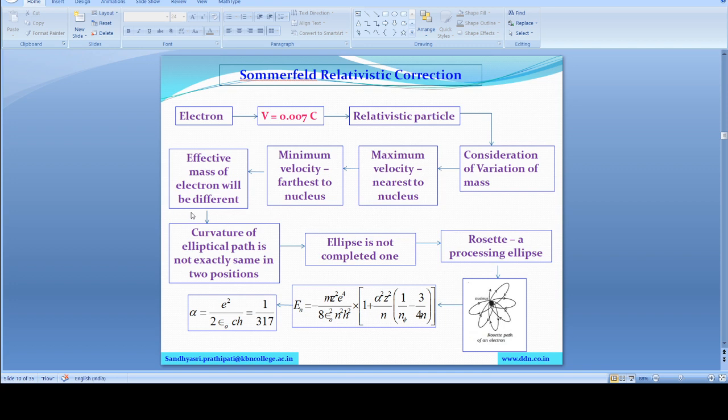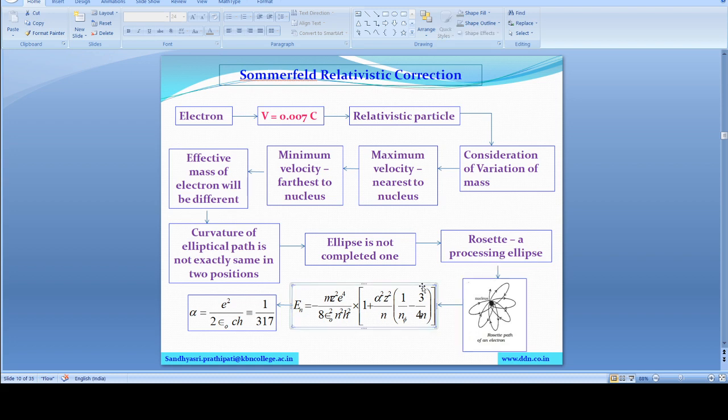So the effective mass of the electron will be different. Effective mass is m equal to m naught by root of 1 minus v square by c square. So the curvature of the elliptical path is not exactly the same at two positions. Right? So the ellipse can never be closed or completed. This precessing ellipse pattern is called the Rosette pattern.